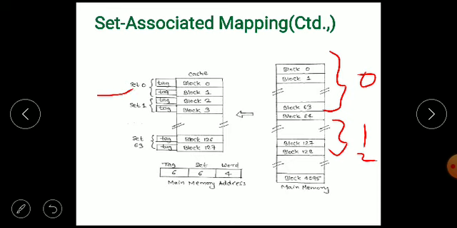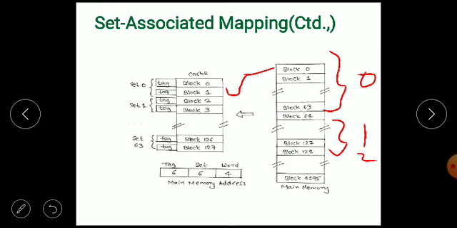For example, if we want to move block 0 or block 64, we can place it in block 0 or block 1, right? Similarly, if we want to move block 64, we can place it in block 0 or block 1. So we can place it in any one of the blocks from set 0.